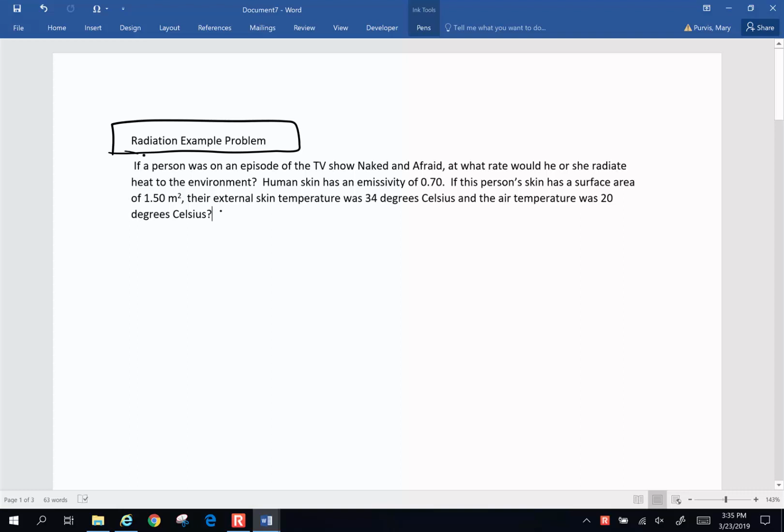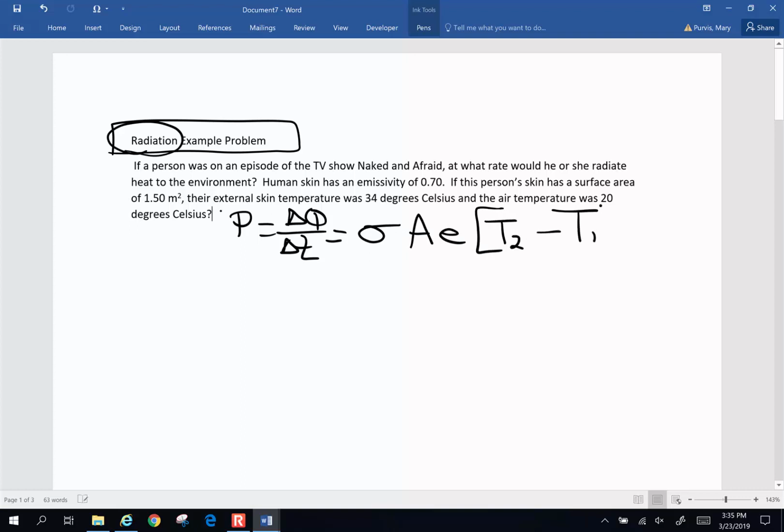Now, since this is all about infrared radiation, we're going to use Stefan's law, which is power, or change in energy over change in time, is going to be equal to sigma, area, emissivity, and then the hotter temperature minus the cooler temperature, and each of these is to the fourth power before you do the subtraction.